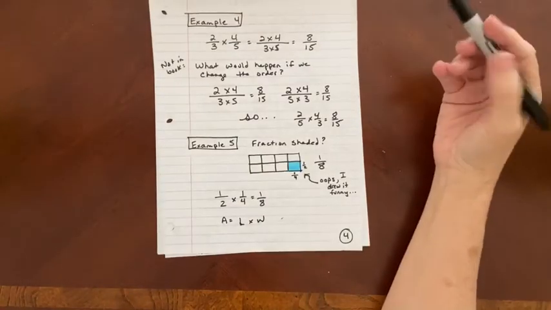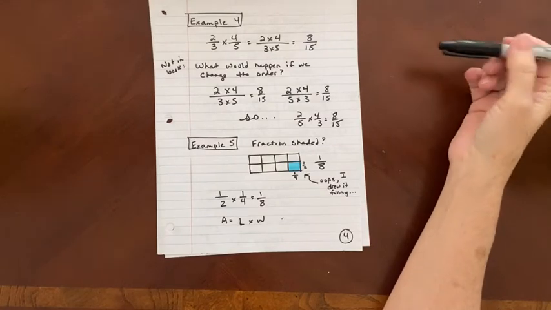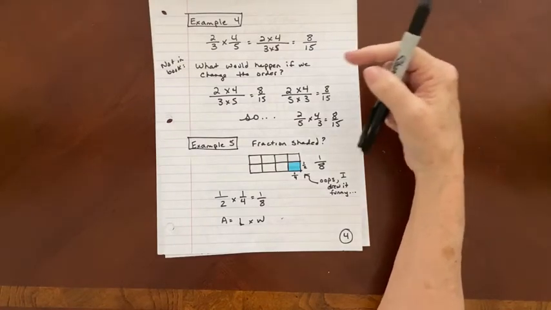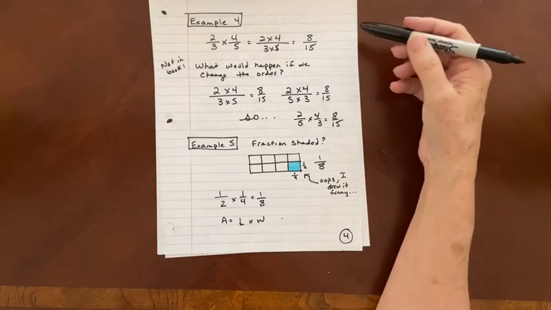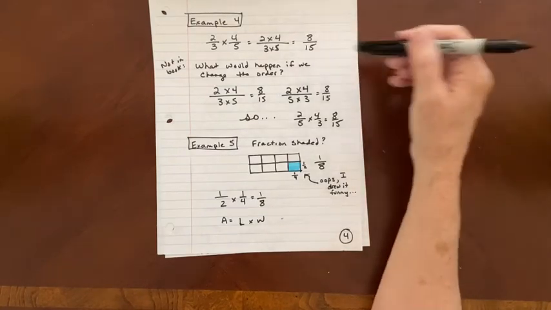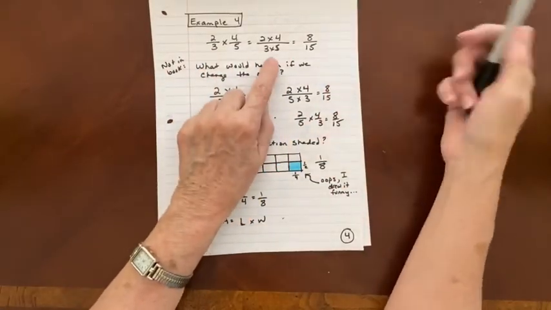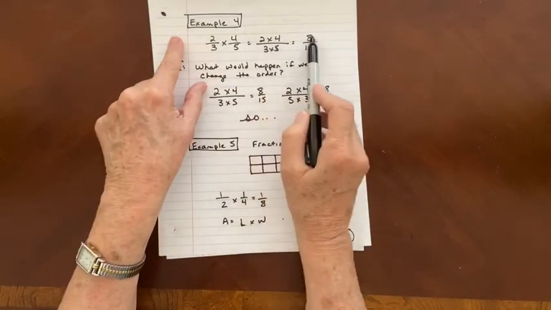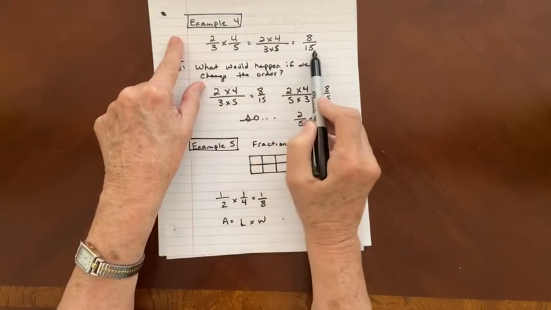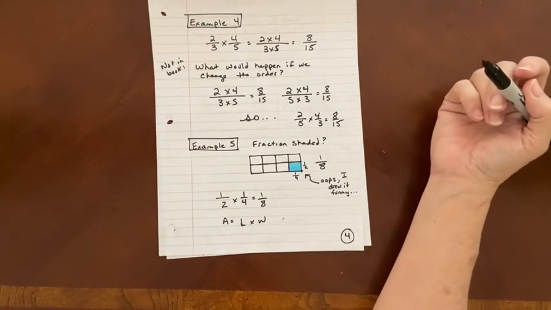Okay, example 4. They just said multiply 2/3 times 4/5. So they're wanting to find, if you have 4/5, find 2/3 of that, which is hard to draw because then you got to cut your fifths into thirds and whatever. So in this case, it's just so much easier just to multiply it. So again, I'm going to say 2 times 4 is 8. 3 times 5 is 15. So 8/15. Piece of cake, right?